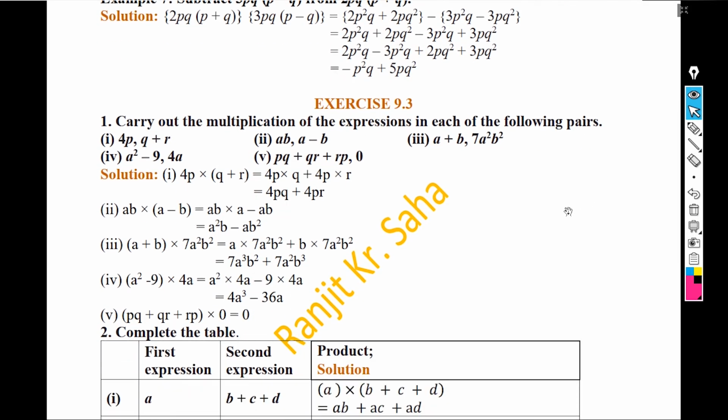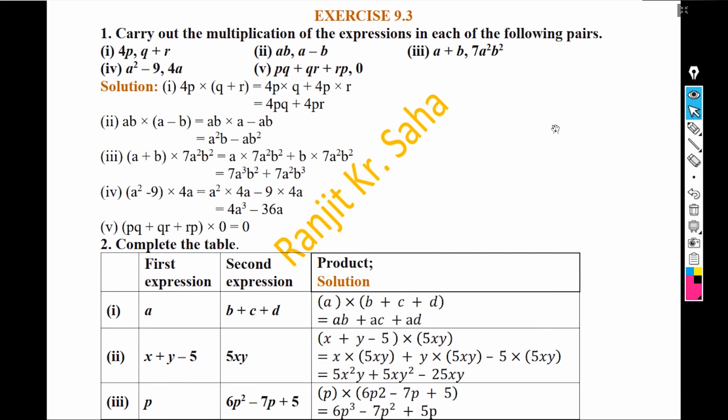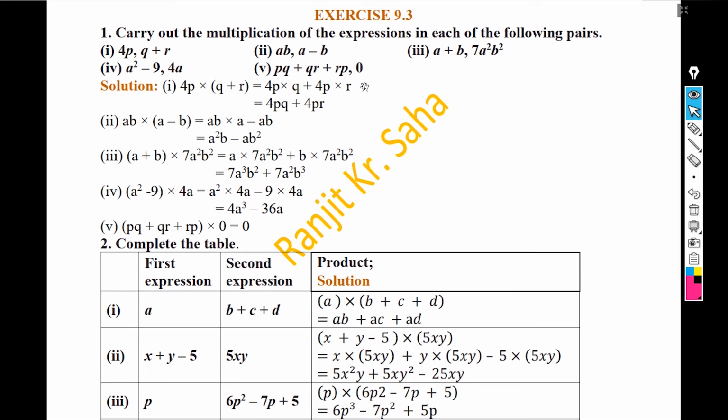That is, exercise 9.3. Here all are the monomials or monomial and binomial. Here this is monomial and this is binomial. Its multiplication you can simply do, process steps are given here, but you can simply say that 4pq plus 4pr. This is here.